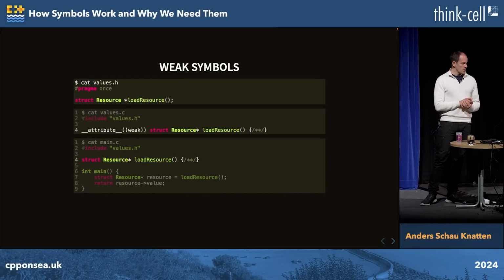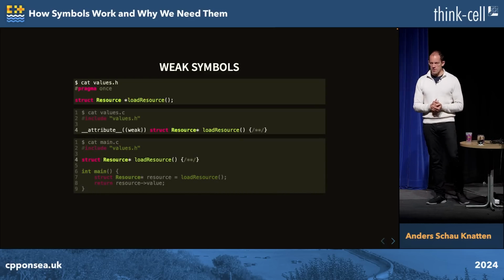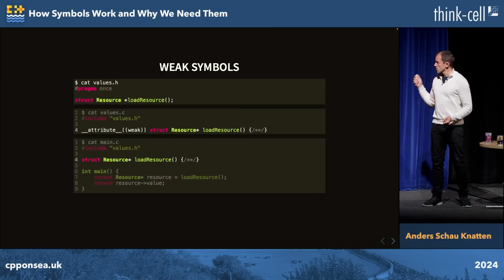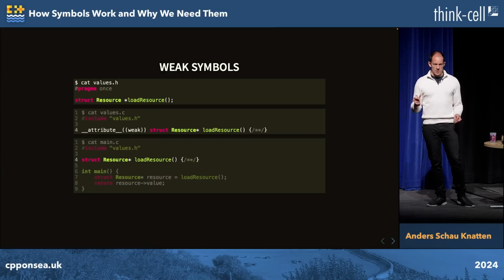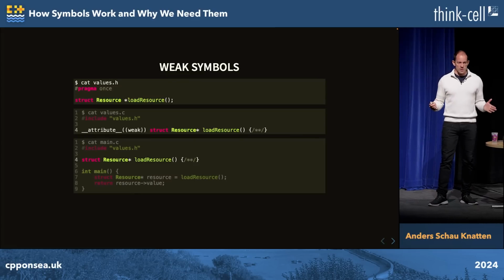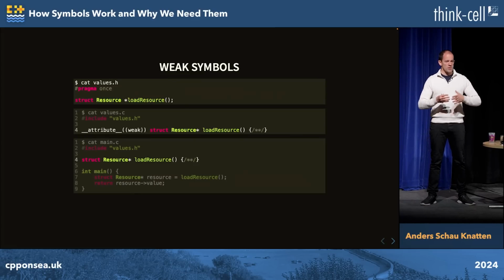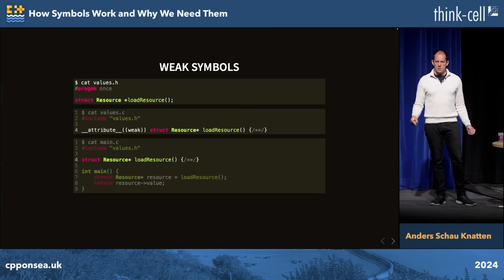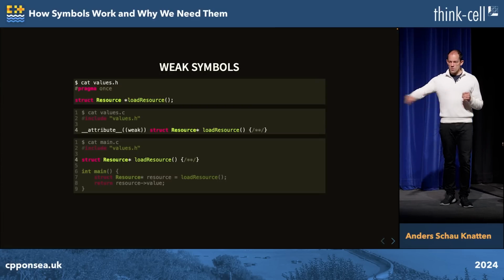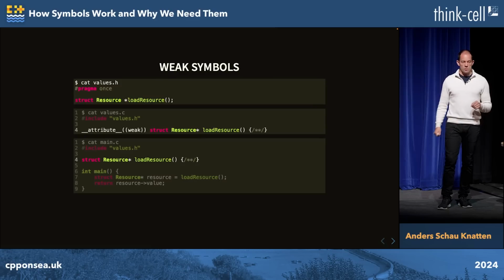And my user can then also declare a load resource function, which would normally be like a conflict, right? But they don't mark theirs as weak. So theirs now has global binding, whereas mine has a weak binding. And what the linker does then, it's going to say that, well, you can have as many weak symbols as you want, but if there's one global symbol, that will take precedence. And I'll discard all the weak ones and just keep the single global one.